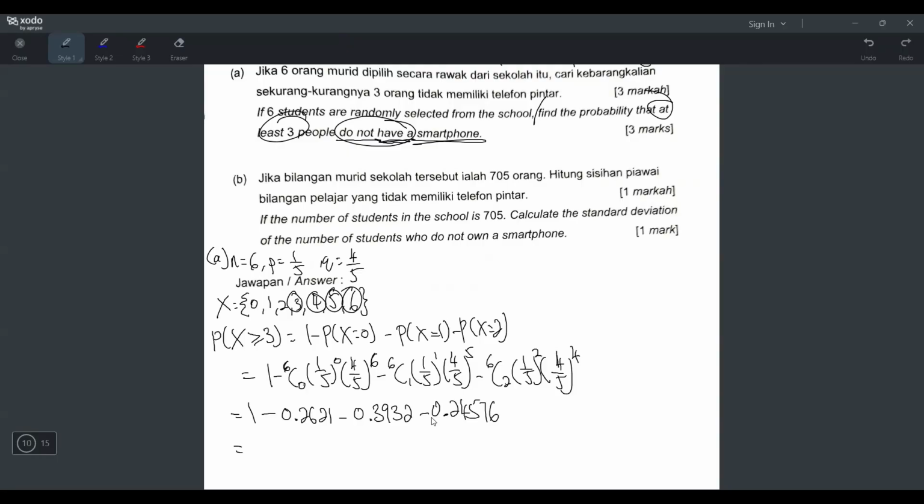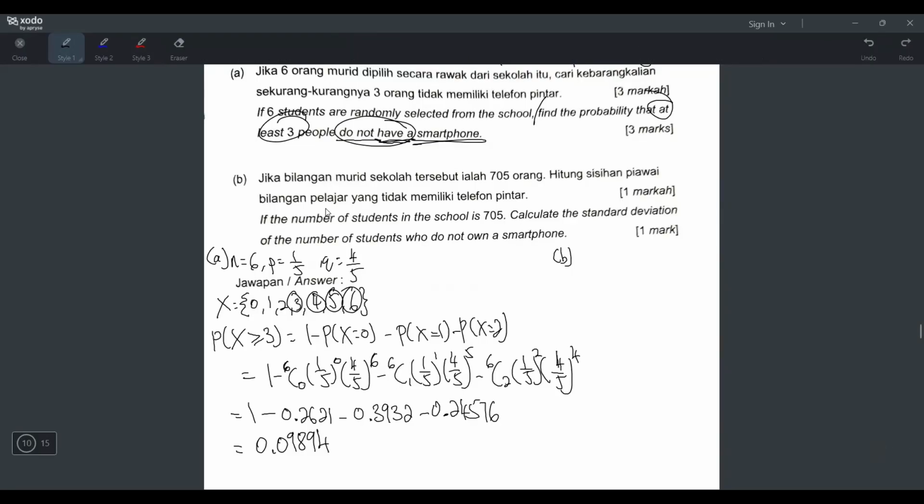Finally my calculator gives me 0.09894. Yep, that's the answer. This is the probability. Now we continue and we can do part B. Part B, I'll do it here.